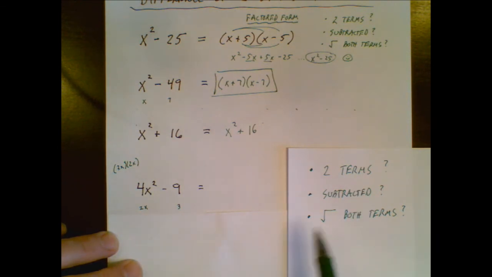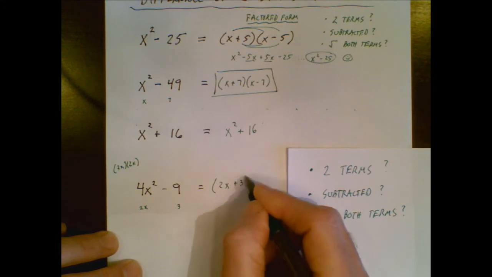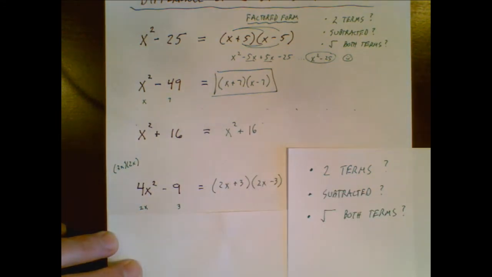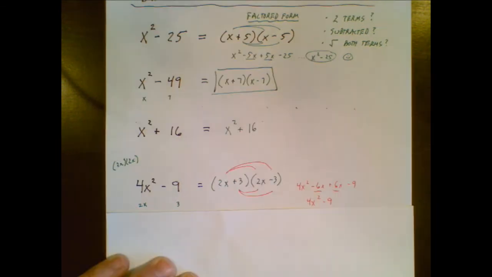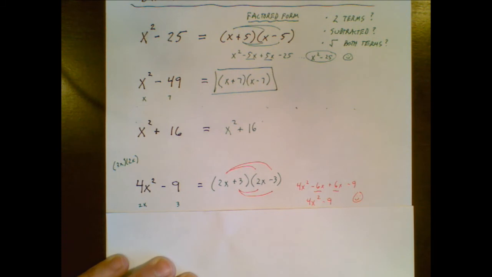I've said yes to all three of these, which means now I can simply write out this form. I'll show you that if I do the distribution to check myself, it does work out. There's the proof. I combined like terms, in this case they added to 0, leaving 4x squared minus 9. I'm a happy guy. I deserve a donut.